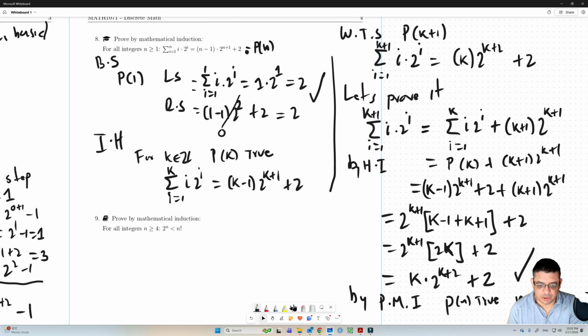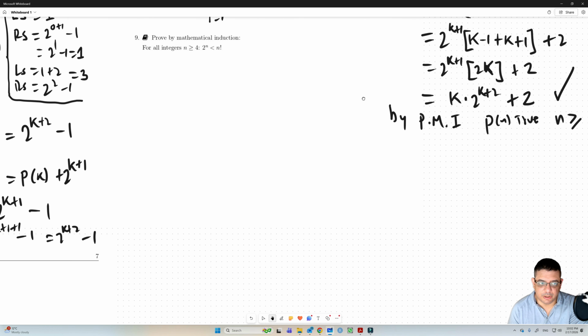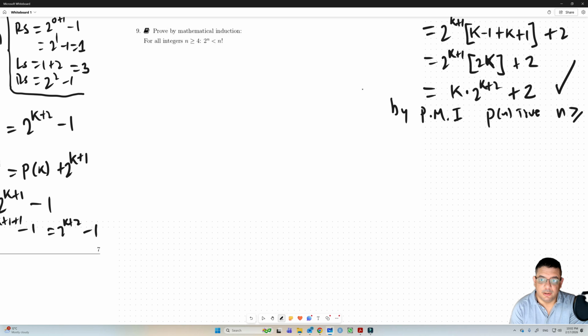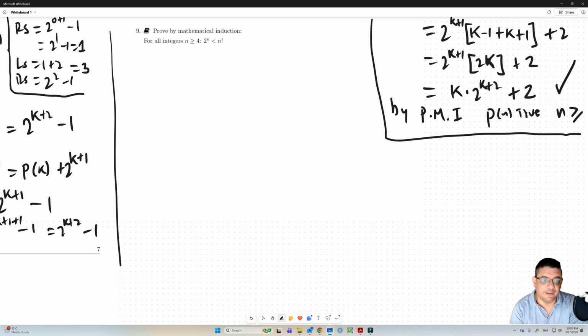Okay, so that was question 8. So now let's go to question 9. For question 9, we want to prove that for all integers bigger than 4, 2 to the n is less than n factorial. So the basis step, we want to prove P of 4. This is P of n. So P of 4, because n starts at 4 here, bigger or equal than 4.